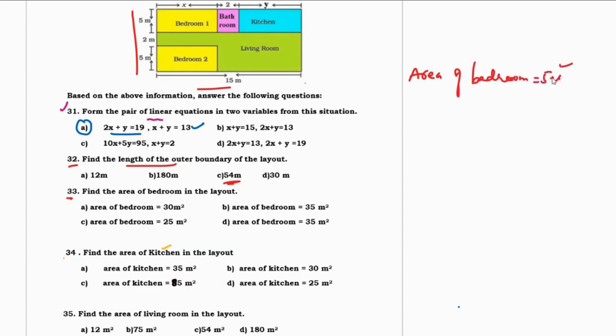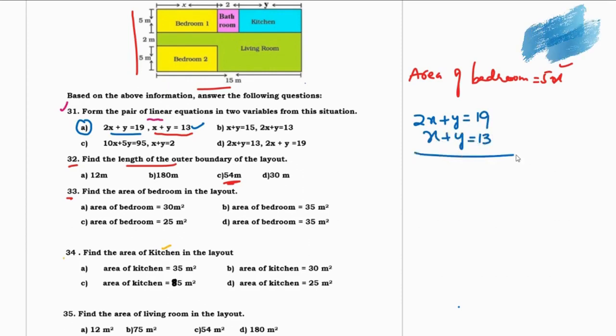To find x, we have to solve the pair of linear equations 2x + y = 19 and x + y = 13. There are three ways to solve a pair of linear equations: the graphical method, the elimination method, and the substitution method. I'm going to use the elimination method, and I'm going to eliminate y.